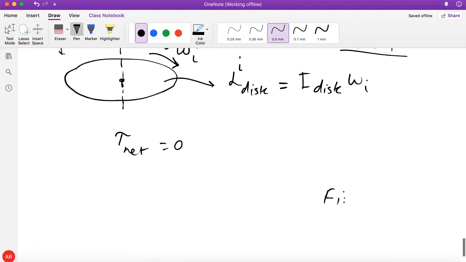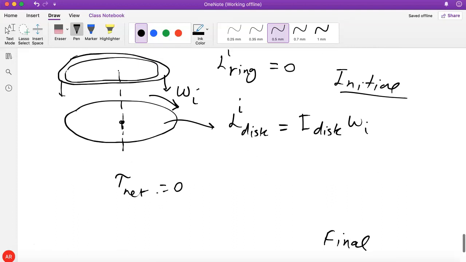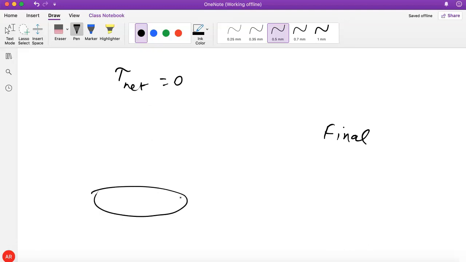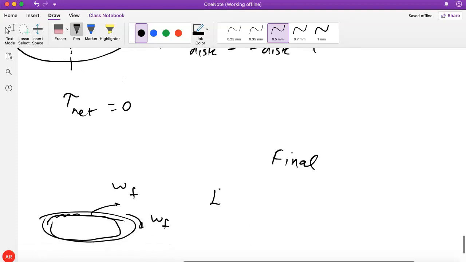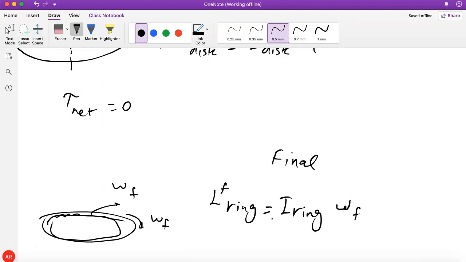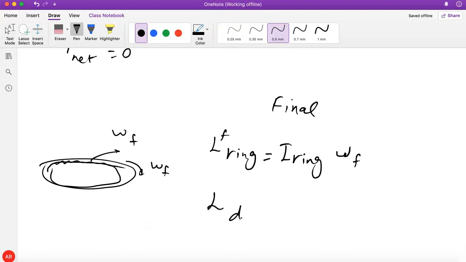What about the final configuration? So when they come to rest relative to each other, when there's no relative motion between the two, the disk will be rotating at angular velocity omega f. The ring, which is sitting on top of the disk here, will also be rotating at omega f. So therefore, the angular momentum of the ring is going to be the moment of inertia of the ring times omega f. The angular momentum of the disk is the moment of inertia of the disk times omega f.